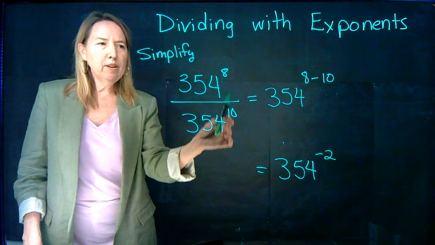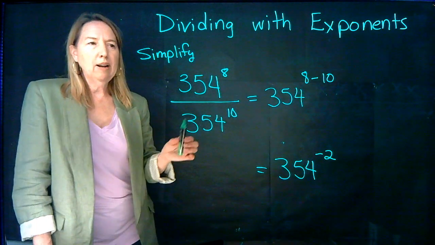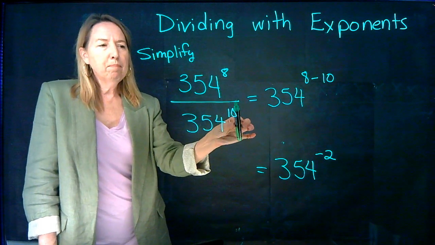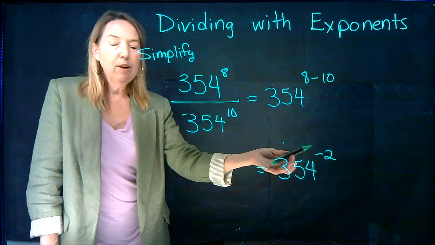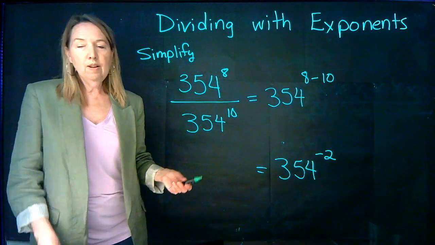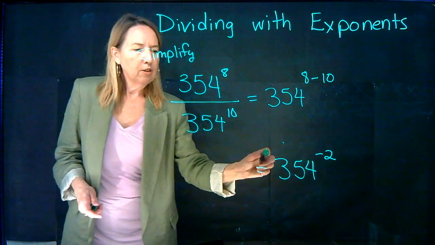It's very important that you keep the order correct. So it's, again, the top minus the bottom one, and if it happens to give you a negative, so be it. This is your answer.